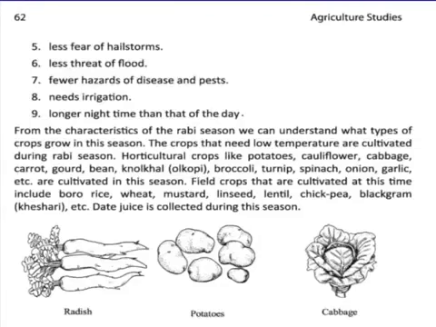Less fear of hailstorm. Hailstorm means storms of heavy hail, thunderstorms. Less threat of flood. That means in the winter season there is no chance of heavy rain, that is why there is no threat of flood. And 7. Fewer hazards of diseases and pests. Fewer and less hazard mean less danger of diseases and pests.